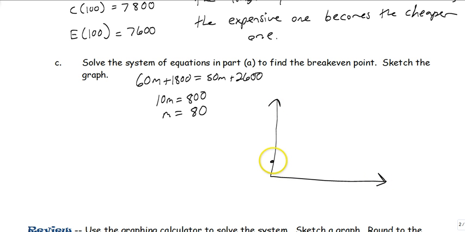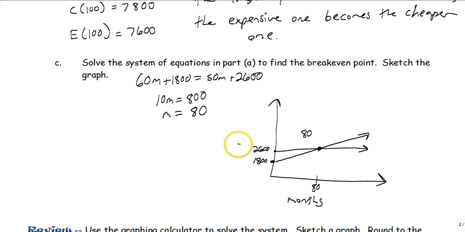I'm just going to say the starting point is 1,800. This starting point is 2,600. This has a higher slope, and this one has a lower slope. And then this is the break-even point. And I'm going to say this point is 80 months. So this is 80. This is months. And this is the cost. 80 comma 6,600. Oh, how do I get that 6,600?